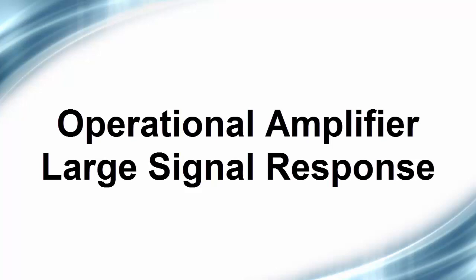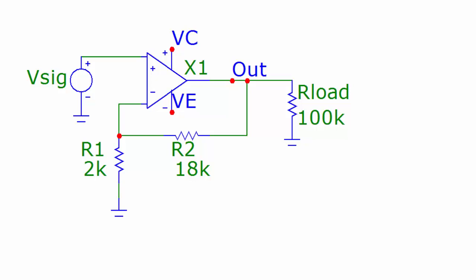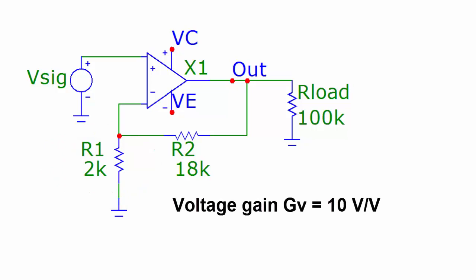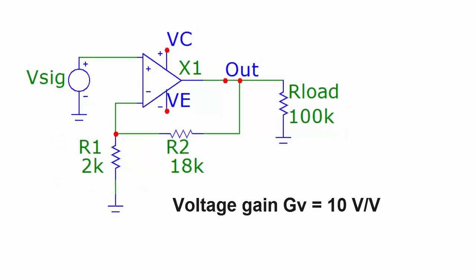In this tutorial, we will use transient simulation to investigate the large signal response of the operational amplifiers. We will use the basic non-inverting amplifier circuit from the previous tutorial. We'll use R2 equals 18K and R1 equals 2 kilo ohms, so our overall gain will be 1 plus 9 equals 10 volts per volt.